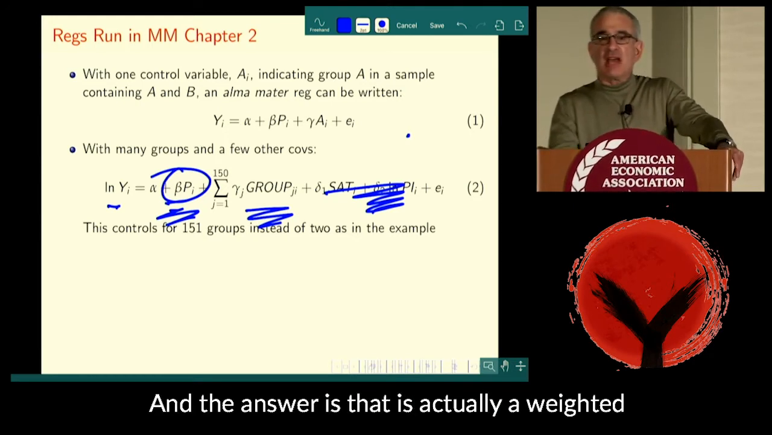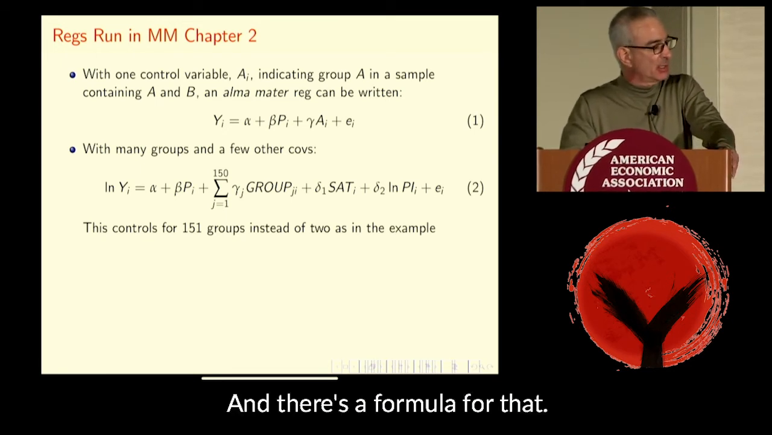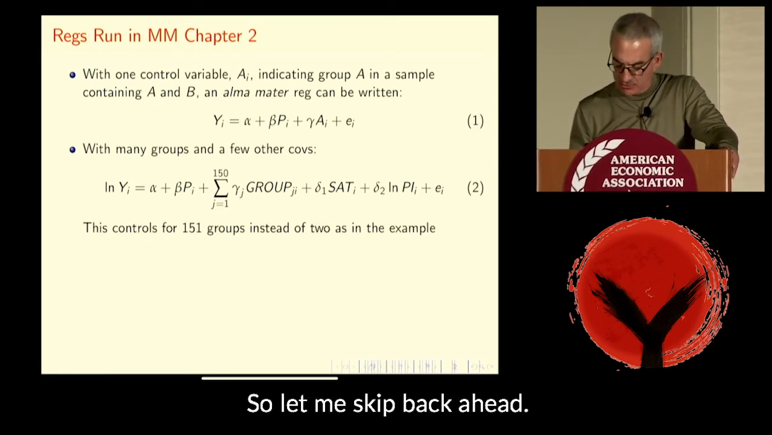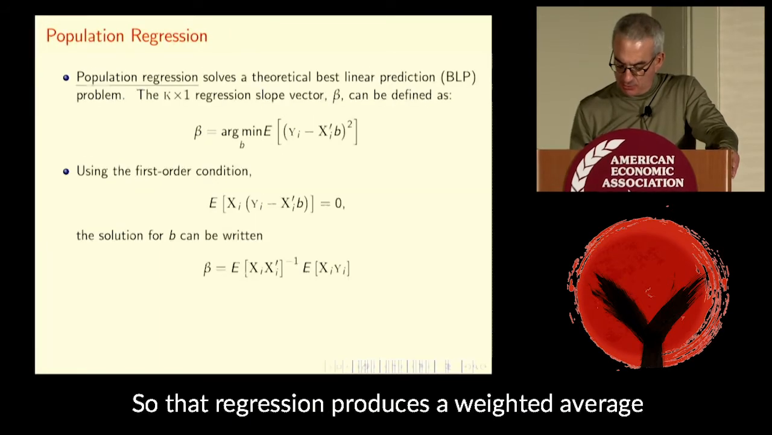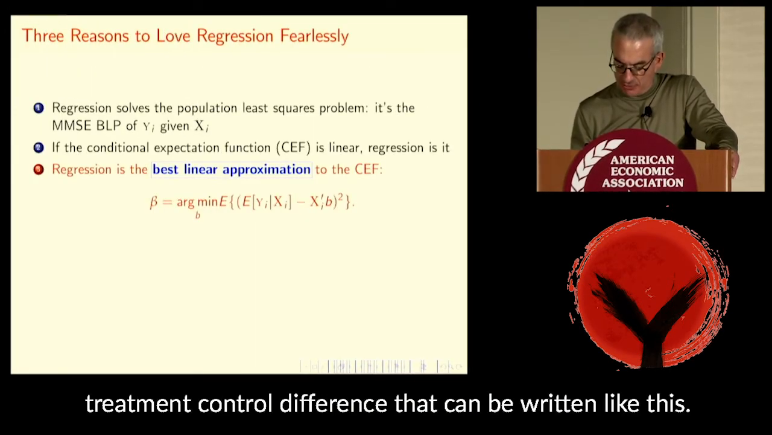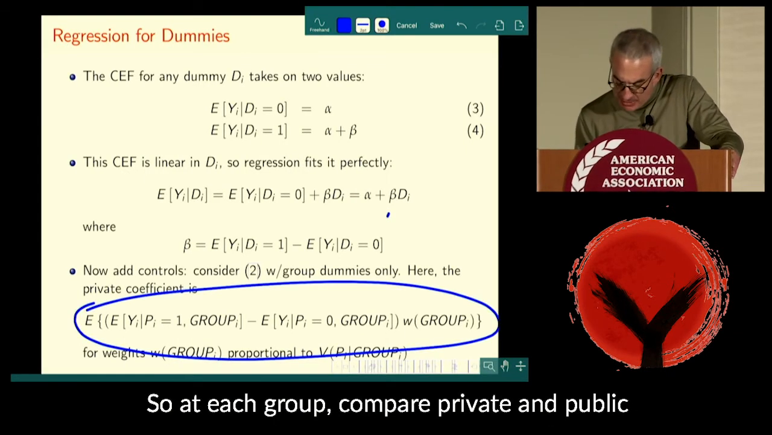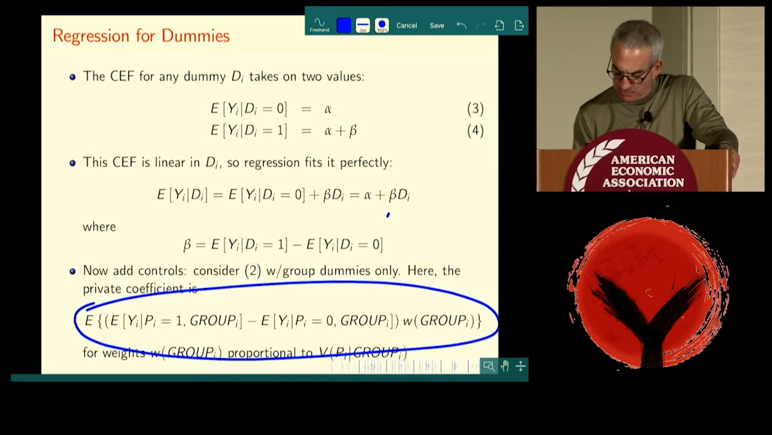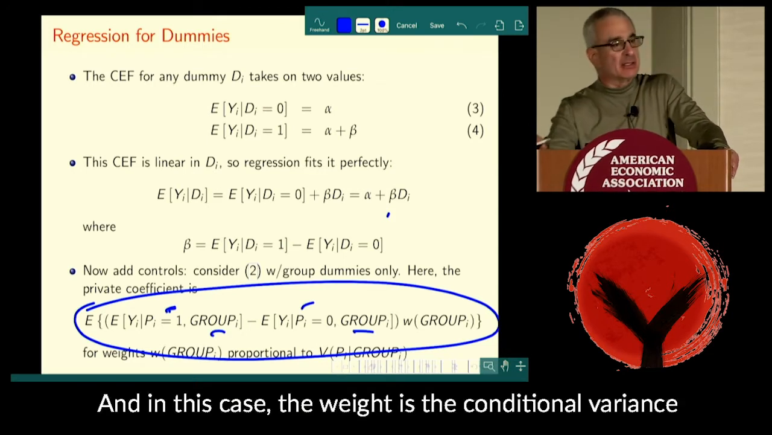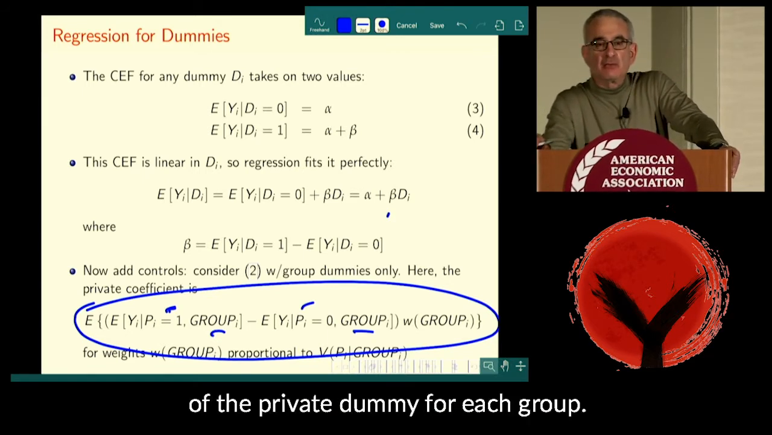And the answer is that it is actually a weighted average treatment-control difference. And there's a formula for that. So let me skip back ahead. That regression produces a weighted average treatment-control difference that can be written like this. At each group, compare private and public, and then weight. In this case, the weight is the conditional variance of the private dummy for each group.